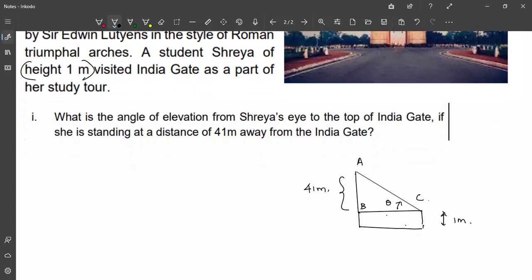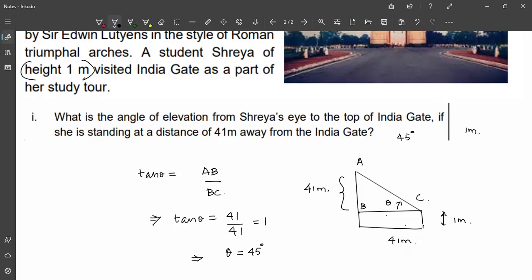This is also 41 because as given in the question, she's standing at a distance of 41 meters away from the India Gate. Now, if we apply tan, so tan theta is equal to AB divided by BC. Tan theta is equal to, both values are 41 and 41. So 41 by 41, which means tan theta is equal to 1. So this is possible only when the angle of elevation would be 45 degrees. Hence, the answer would be 45 degrees. This is a 1-mark question. So you try to answer this question in as few steps as possible.